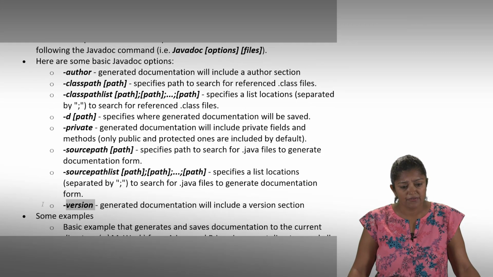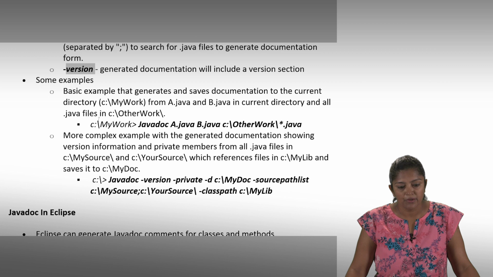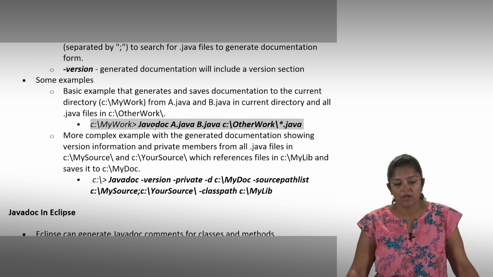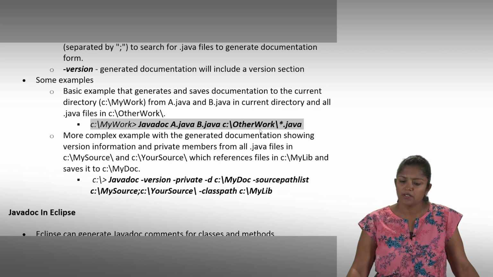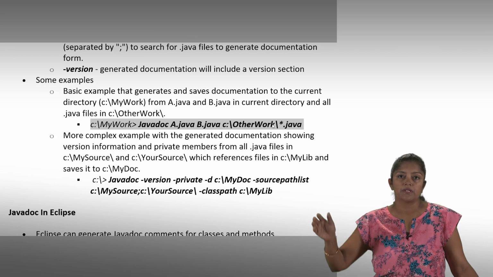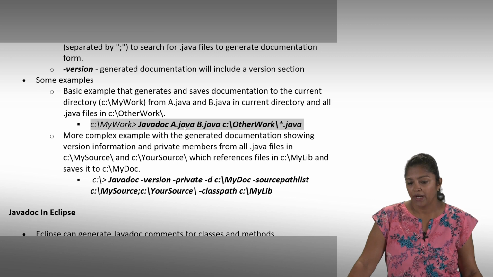There is a way to specify that location using Javadoc from the command prompt as well. So here's an example of when you do it from the command line. At the command line, you would say Javadoc space A.java, B.java. So you're saying compile the Java files A and B, and then some other ones as well that are inside the folder other work, and you're just saying get all Java files from there. What this will do is compile the documentation for A, for B, and for all Java files that are inside the folder other work.